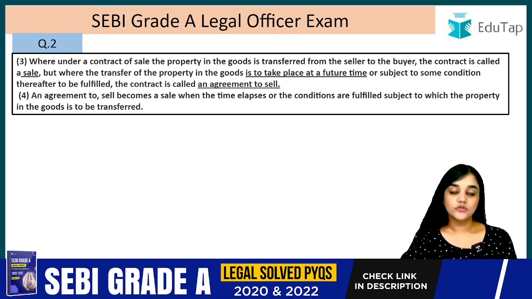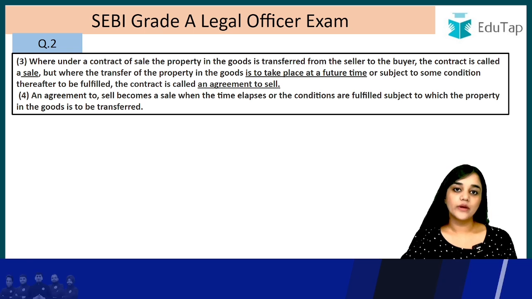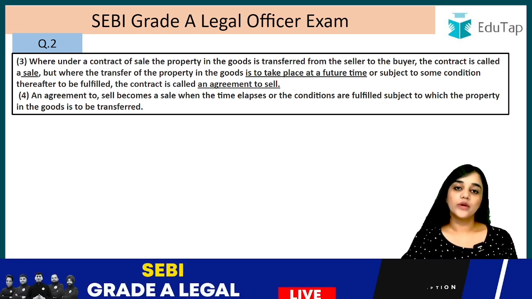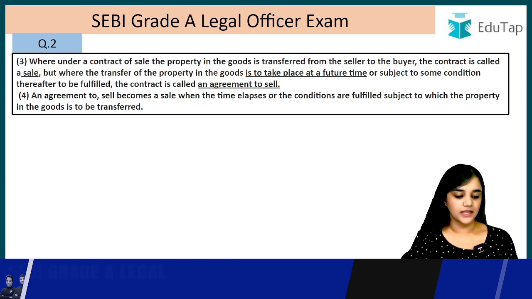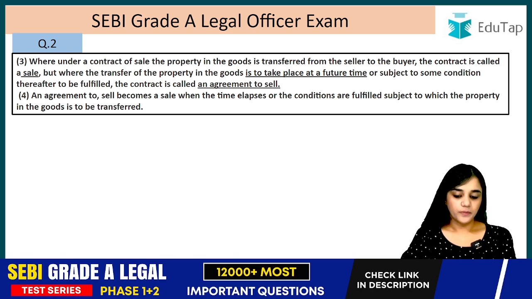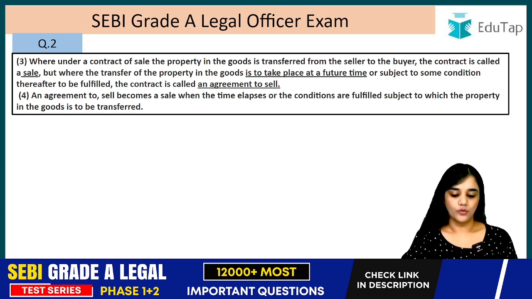Agreement to sell. An agreement to sell becomes a sale when the time elapses. So whatever the time period was, whenever it elapses, it becomes what? It becomes a sale. Or if the conditions are fulfilled, whatever the condition was, then also it becomes a sale, subject to which the property in the goods is to be transferred, right? So this is sale and agreement to sell. This is given in section number 4.